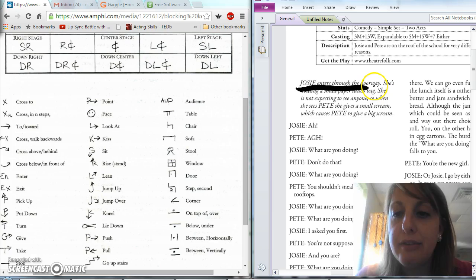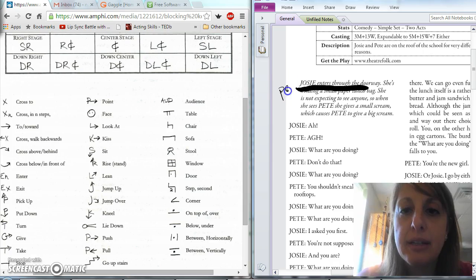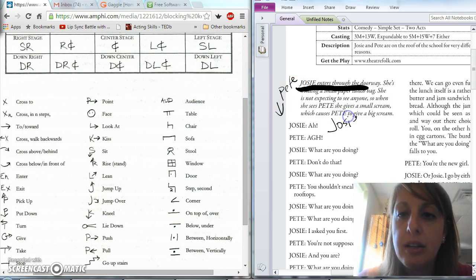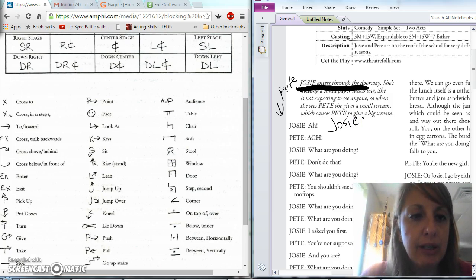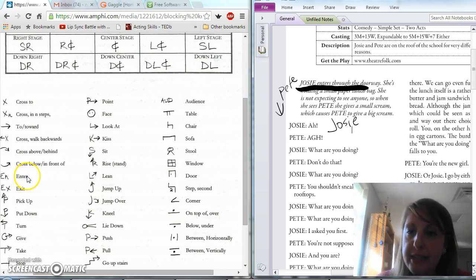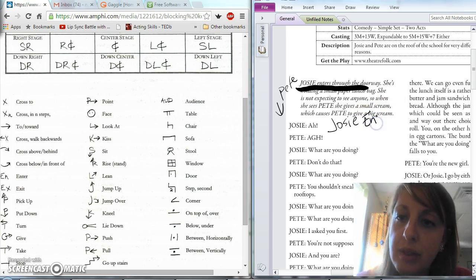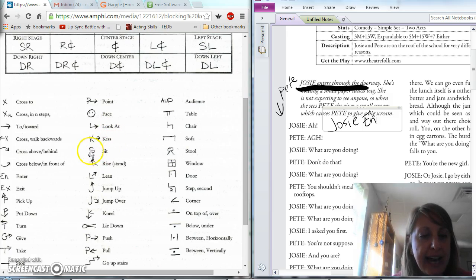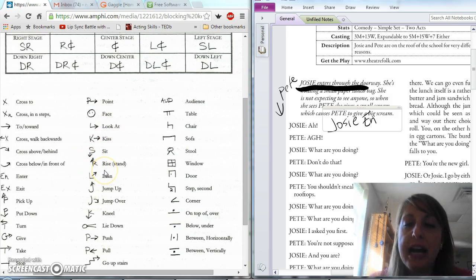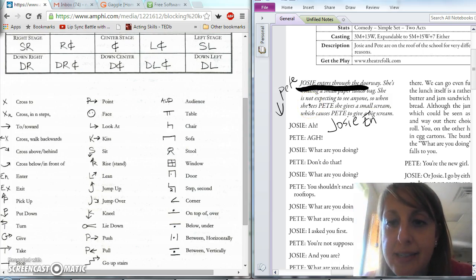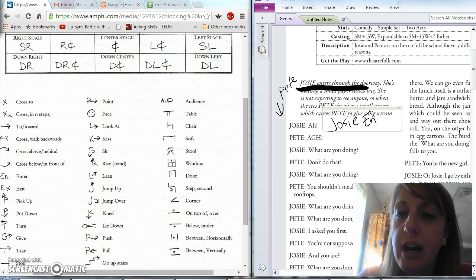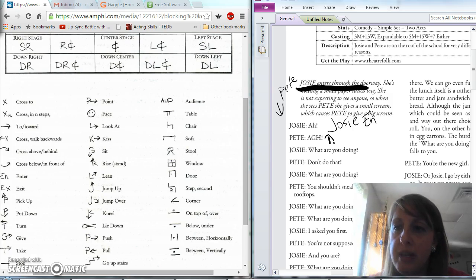So at the beginning of the scene, what I think I want is I want Pete sitting, and Josie enters. So enter, if we look over here, is E-N. Over here for sitting and standing, it has S with an arrow and R with an arrow. You can just either put an arrow up or an arrow down. This means Pete is sitting. Josie enters. When Pete says ah, I am going to want Pete to stand on that line. So I write that right here.